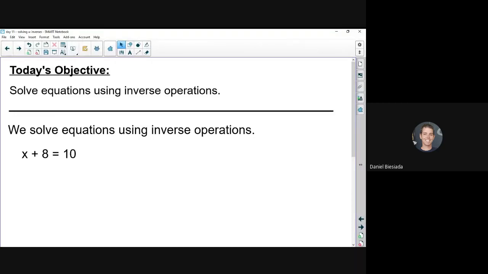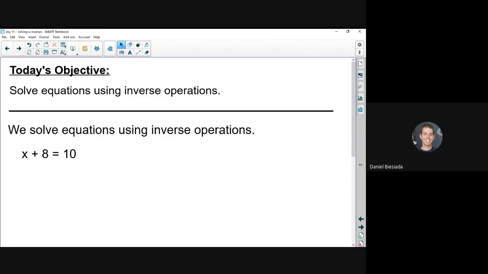Mr. Beceda here. Our video today will be on solving equations with inverse operations, a topic that seems pretty familiar, and it should be. We'll just be adding a few things. So we're going to start by taking a look at this first equation here, x plus 8 equals 10.